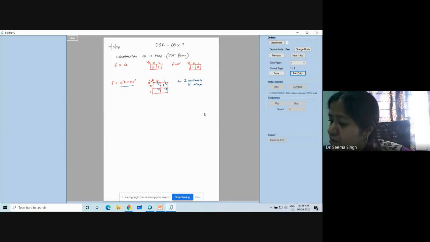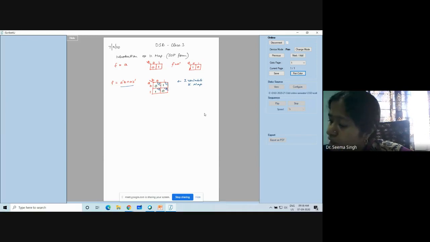Same way AB bar means this cell. So this is how I will show A bar B and AB bar in a two variable K map. Now, the variable which is not available, there we put a 0. This is all about a SOP K map.